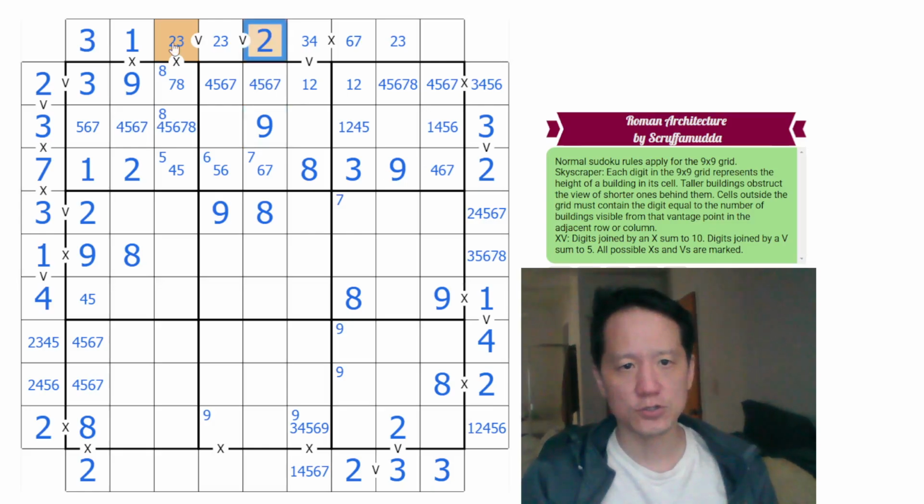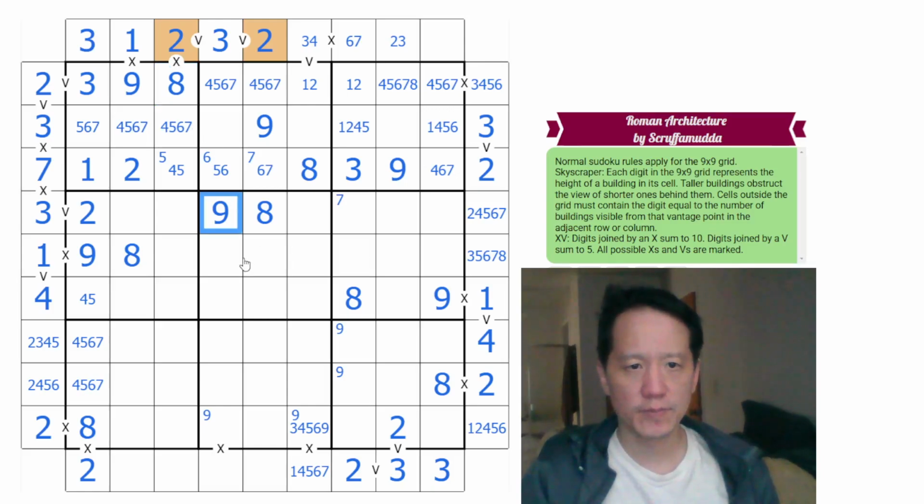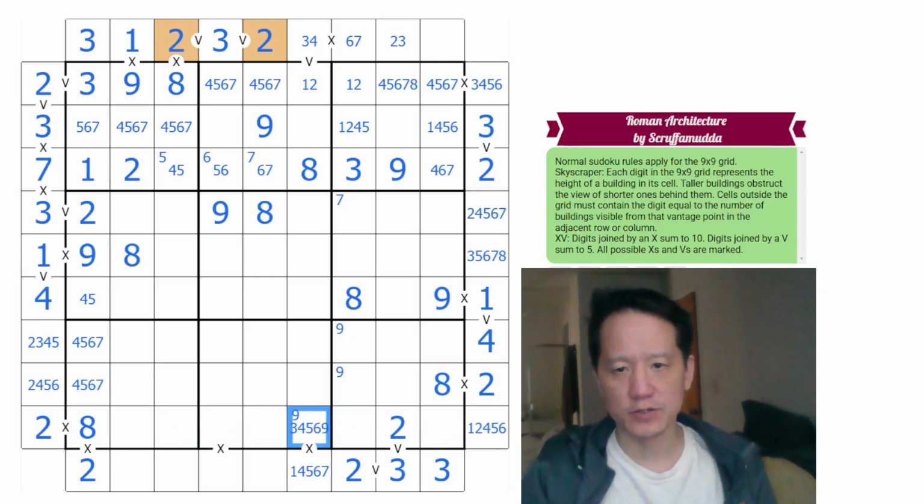So this sees 2, which makes this 3, which makes this 2, which makes this an 8. So this can't be 8. This sees 3. Okay, which means this can't be 9. Where's the 9 in this column? It can only be here. So this is 9, this is 1.